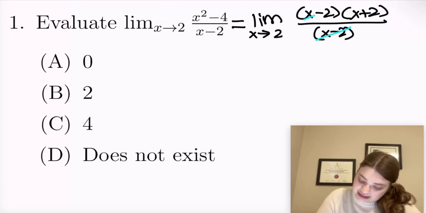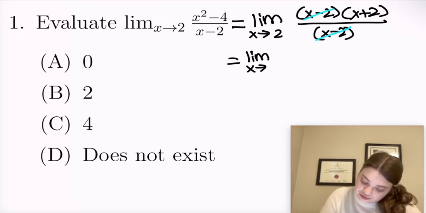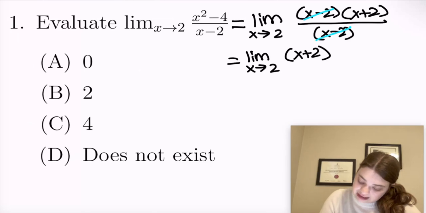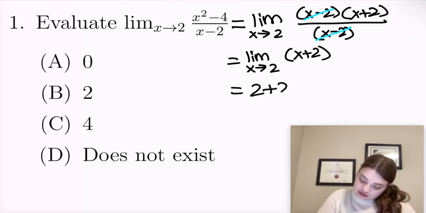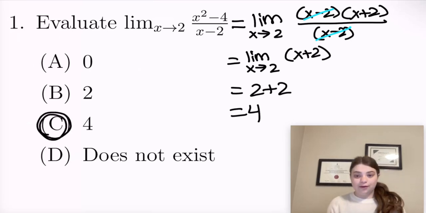Then I'll cancel these out, and we'll just have that the limit as x approaches 2 is going to go to x plus 2. And therefore, now I can actually sub it in and get 2 plus 2, which is 4. And so the correct answer is actually 4, because it turns out that as x approaches 2, we approach 4 in terms of y.